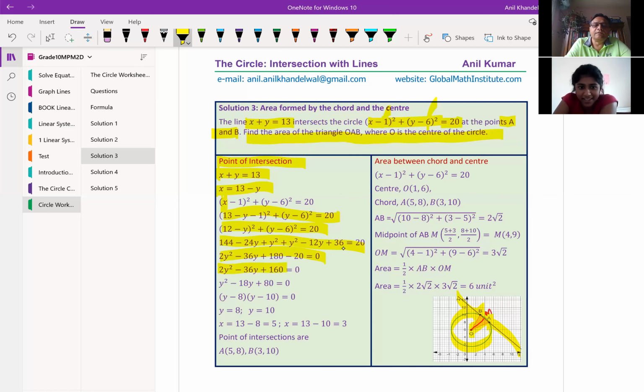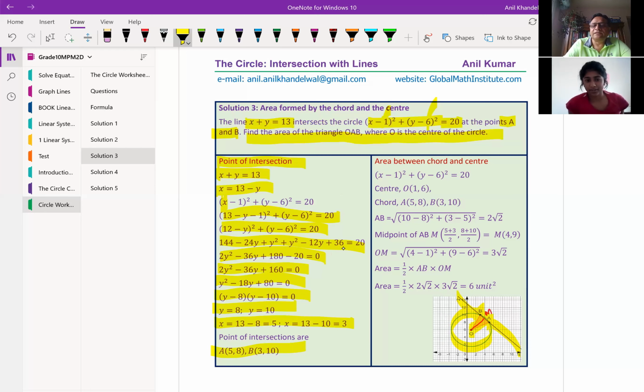When you simplify and take all the like terms, you get 2y squared minus 36y plus 160. Then divide everything by 2, and you get y squared minus 18y plus 80. When you factor it, you get (y minus 8)(y minus 10). So that means y is 8 or y is 10. Correct. Then you just find those x values.